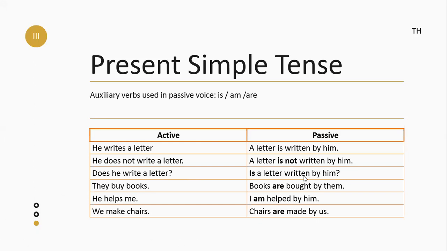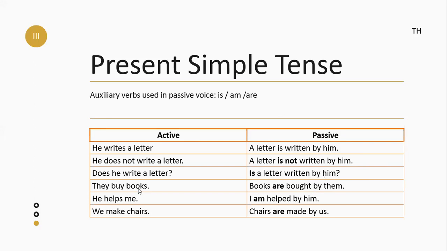Here what we do is we first make the passive voice sentence: a letter is written by him. So then we make it into a question: is a letter written by him? Yeah, so that is how we make the question passive voice sentence, right?